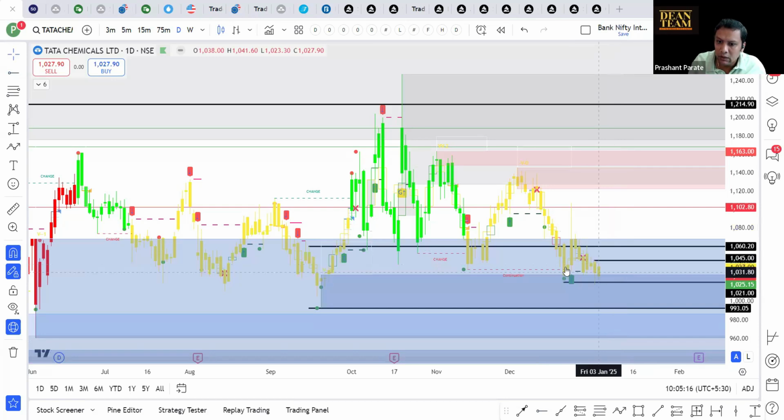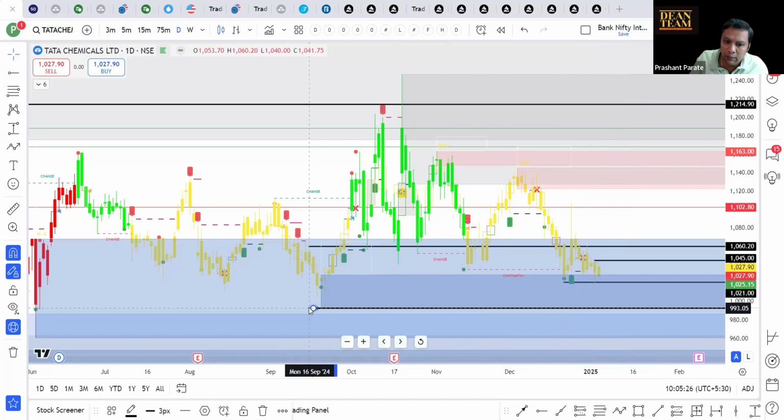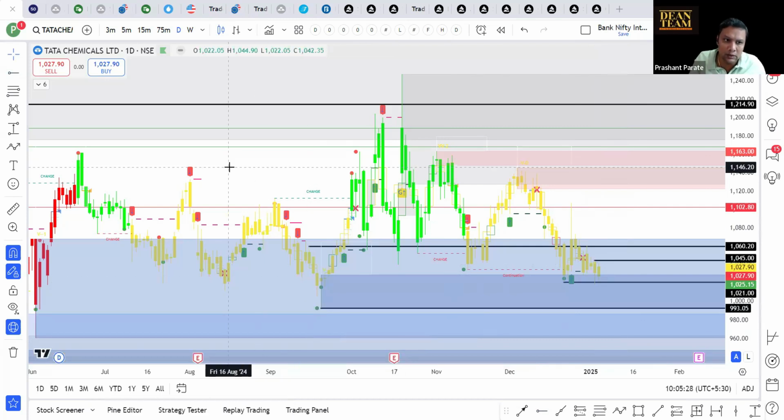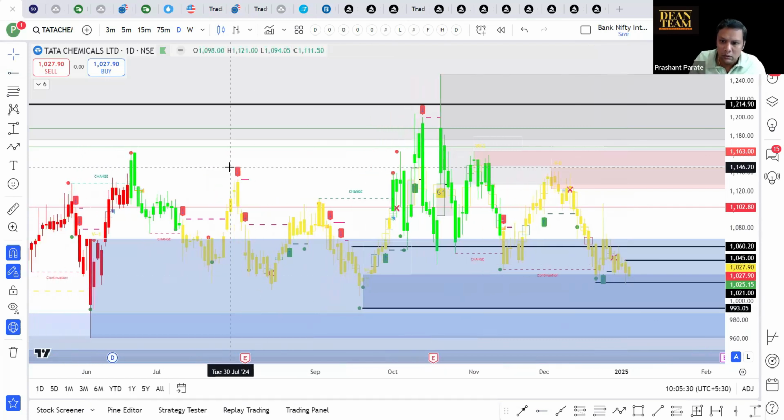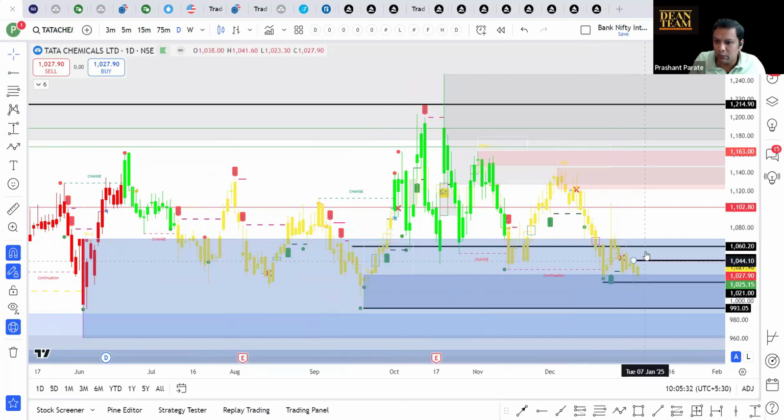This will establish a swing low, and if you buy around 1045 or higher than that, you can keep stop loss of 993 on closing basis. This is not a recommendation, this is just an analysis. Okay, so that is one thing which is possible.